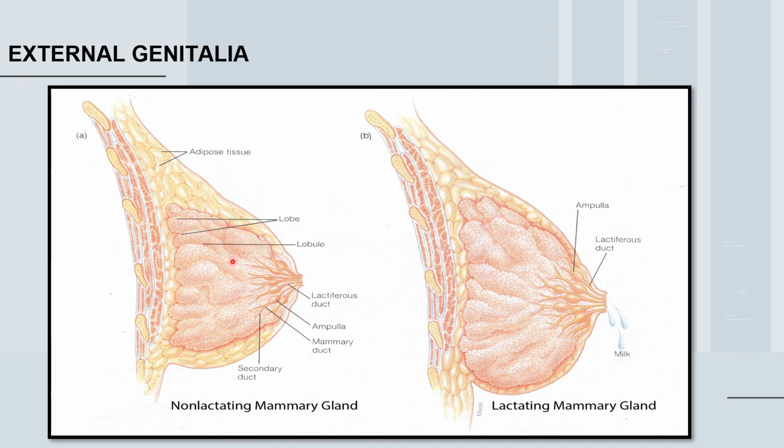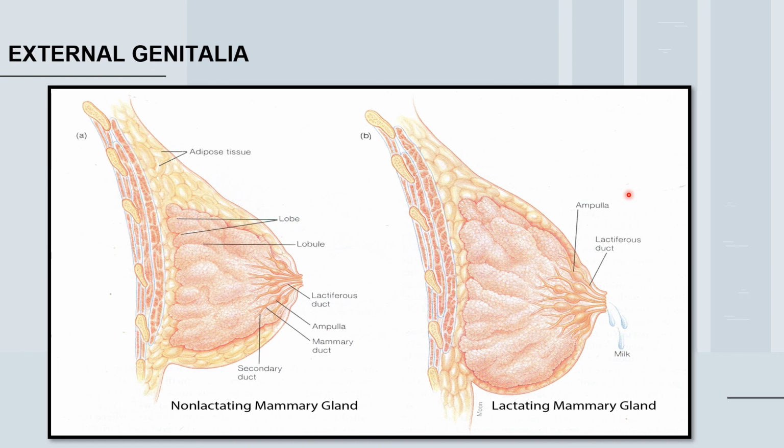So this was all about the different parts of the external female genitalia. We have covered the different organs of the human female reproductive system, which comprises the internal female genitalia and external female genitalia. Under internal female genitalia, we studied the pair of ovaries, pair of oviducts, uterus and vagina.